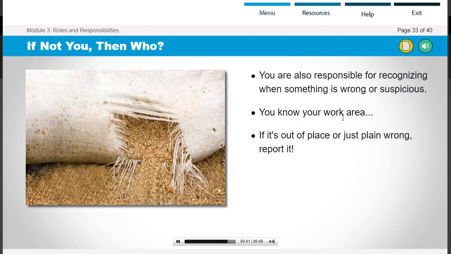Your role in protecting the food supply against intentional adulteration is important. Your attentiveness and vigilance are key to the success of the food defense plan.